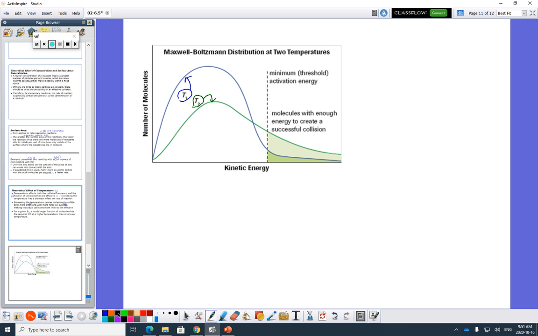So this picture is a little bit different than our other Maxwell-Boltzmann distribution. Now what we have done is change the temperature. So it's the same number and type of particles, and also there's only one threshold energy, okay? So when you change the temperature, the threshold energy is not affected. Like the chemical gods deciding where that barrier is isn't changed.